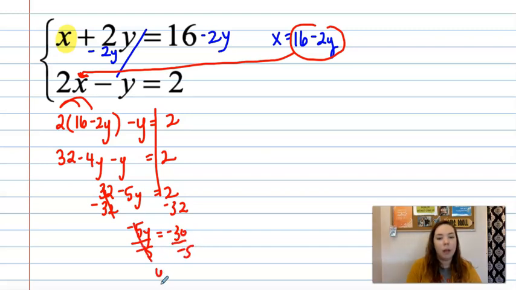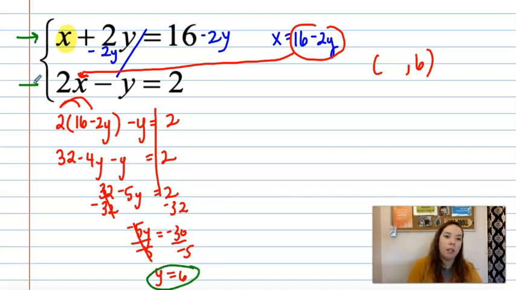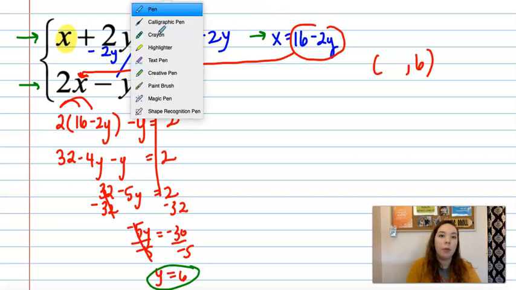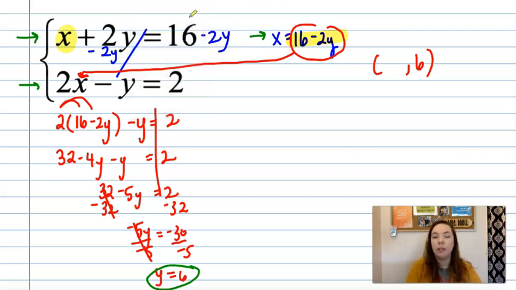So in this case, y is 6. In our ordered pair, y always comes second. So even though we found it first, it's still second in our ordered pair. I can now take this 6 and I can plug it into either of these or any of these three equations. The two we started with or the one we rearranged. The one we rearranged will be the fewest steps, but they will give you all the same answer.